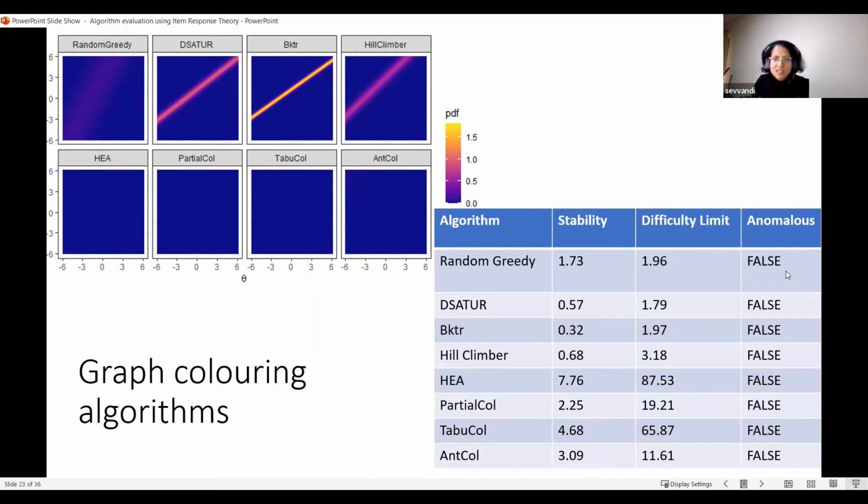And in this case, you don't have a single anomalous algorithm. All of the algorithms are normal. And even on the difficulty limit, when we look, HE can handle really difficult problems. Tabucol can handle really difficult problems as well. And then if you look at this backtracking algorithm or the random greedy, they can't really handle that difficult problems.